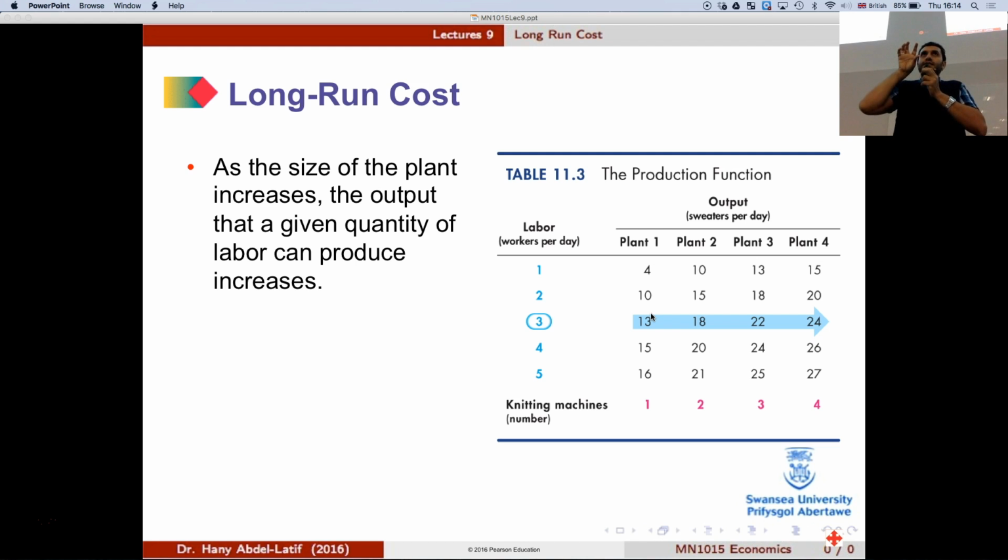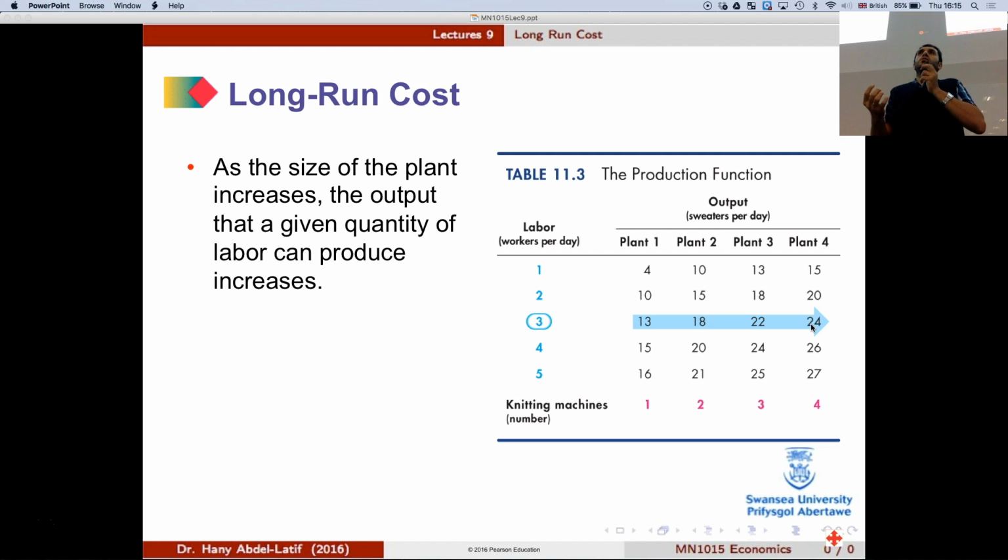So we're looking at labor now. We assume we're looking at only 3 workers, and then we see what happens when we increase the number of machines. So you see we have 18 sweaters per day. If we look at plant 3, we have 22, and plant 4 we have 24. So the question now is, which plant size should you choose? We'll know today which one we should choose.